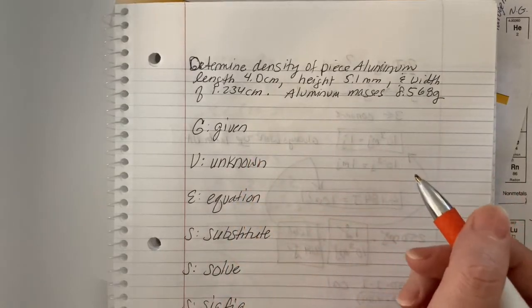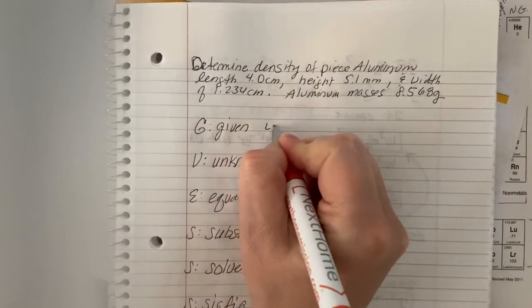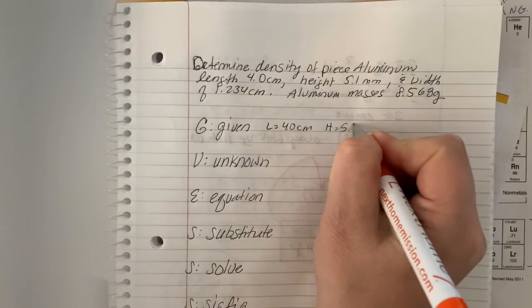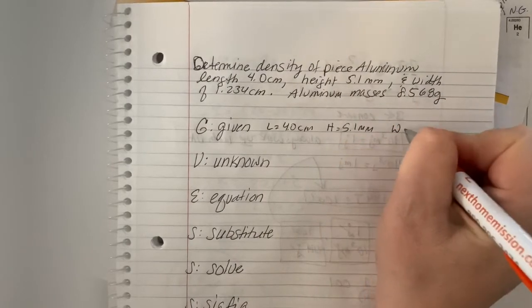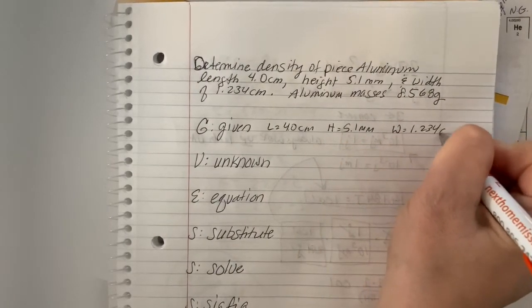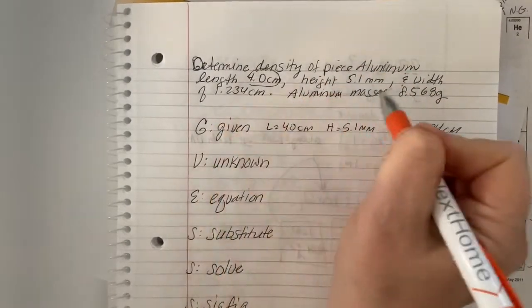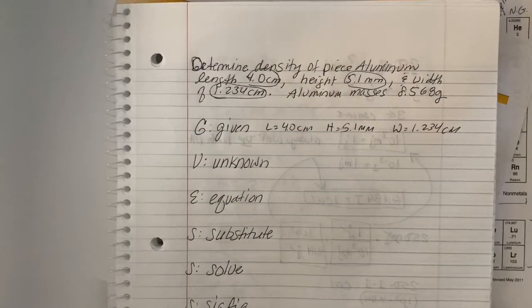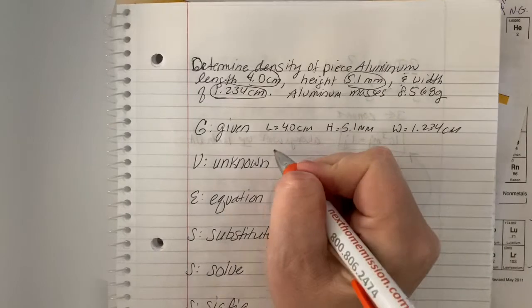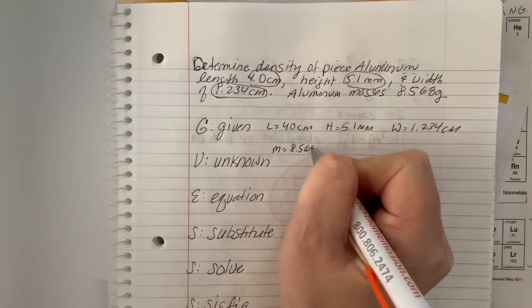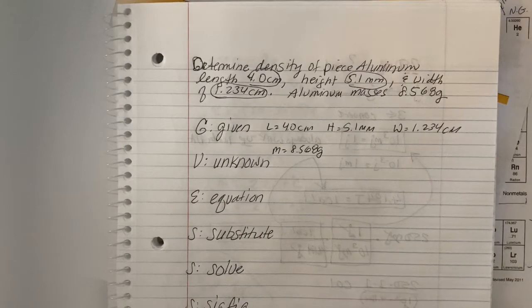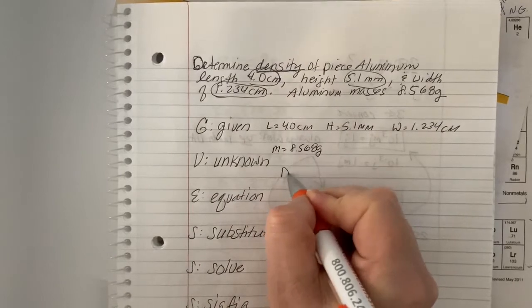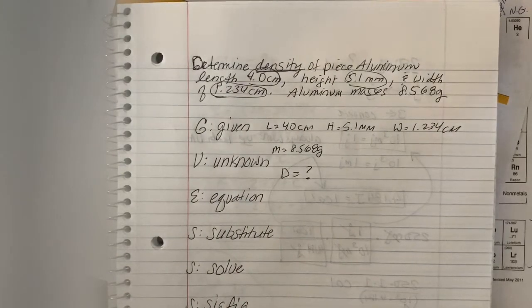And here our given is that we have a length of 4.0 centimeters, a height of 5.1 millimeters, a width of 1.234 centimeters, and you could have just circled those as well. If you have the problem in front of you printed, you could circle for the givens. And our mass is 8.568 grams. Our unknown is determine density. So underline the unknown, write it over here, density equals question mark. That is what we are looking for.